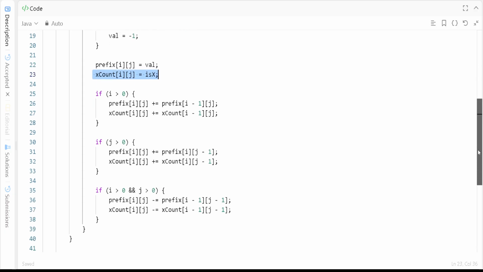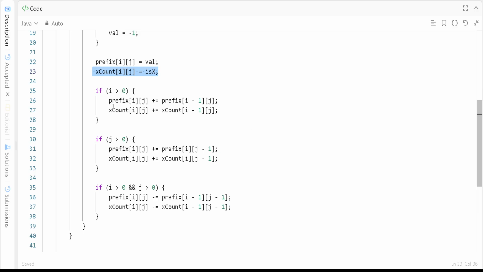Now we have here, right? So basically, this is the goal of the code: at every cell i, j, we want the rectangle from (0, 0) to the given cell (i, j).